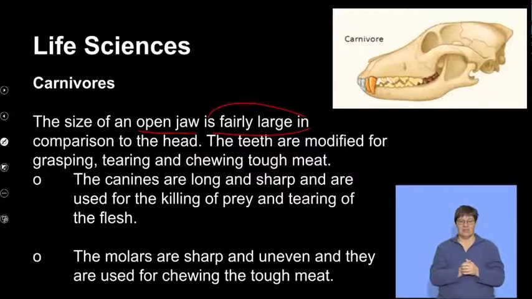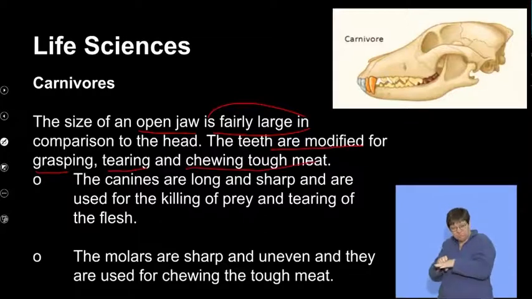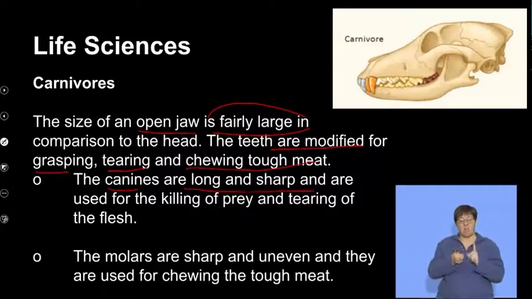We talk about the teeth being modified for grasping, tearing, and chewing through meat. We also know that the canines are long and sharp. They're used for killing the prey and tearing the meat.